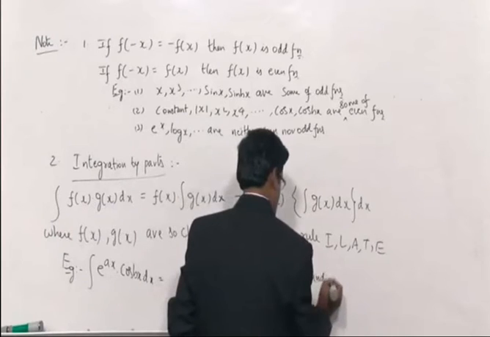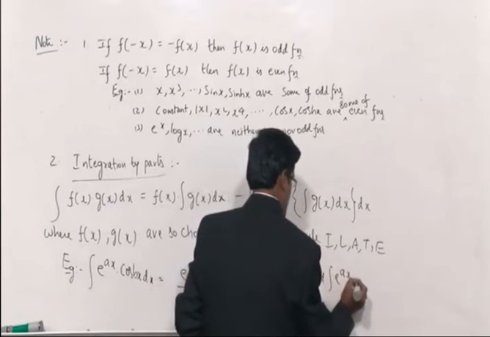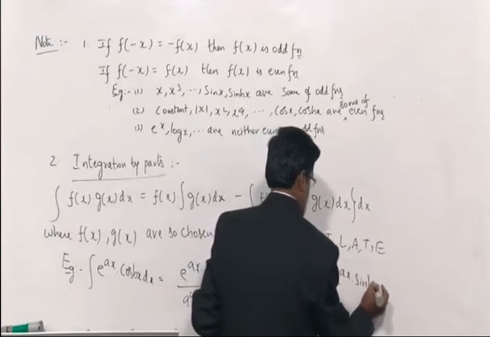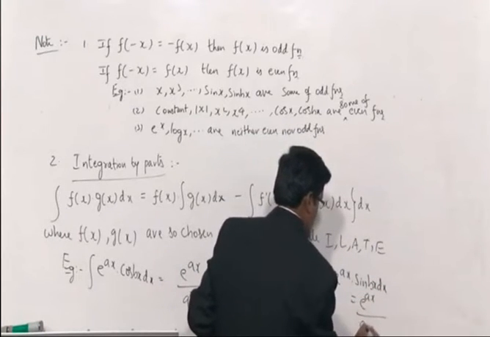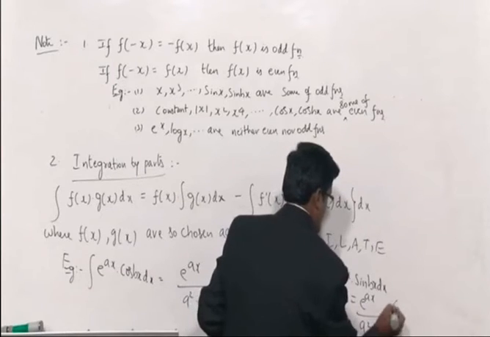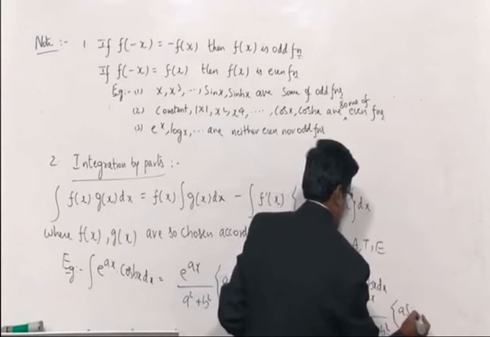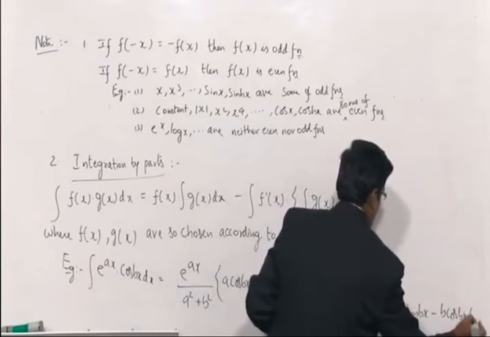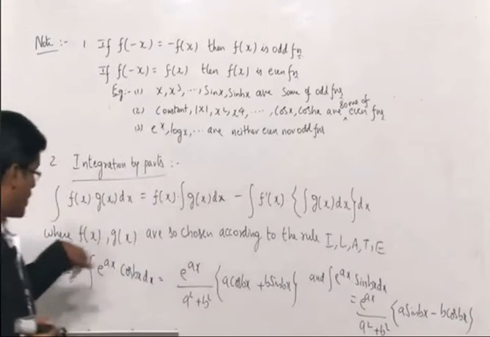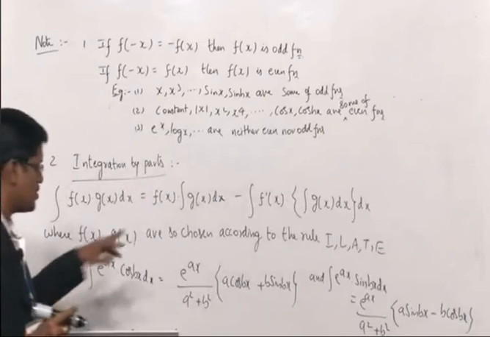And e power x sin bx dx is equal to e power x by a square plus b square into a sin bx minus b cos bx. So these are useful in M2 paper also, these integration by parts, okay, using this.